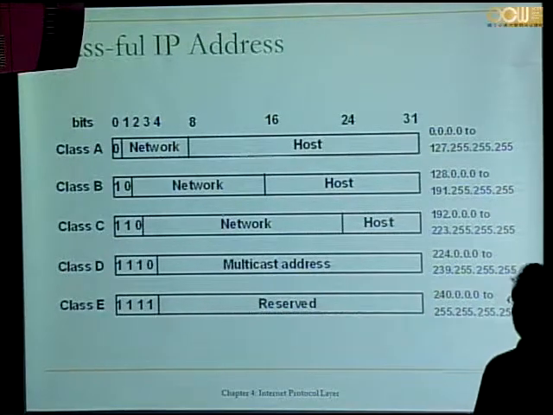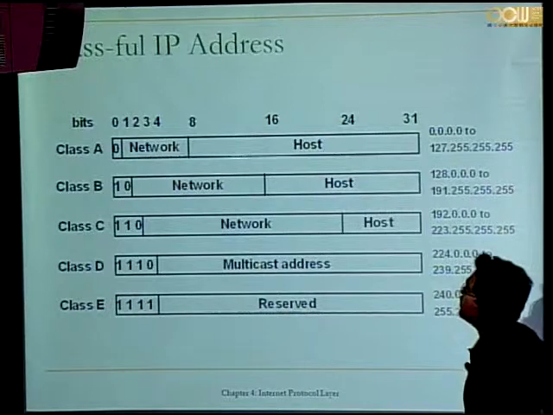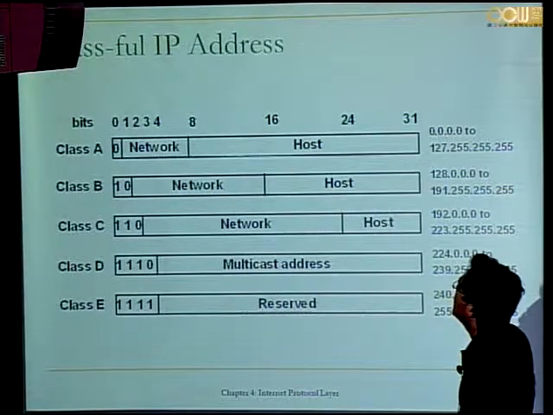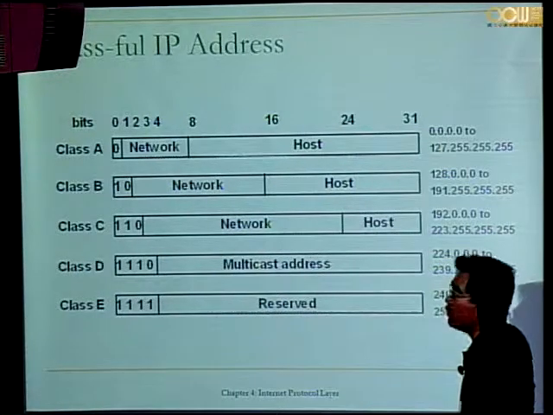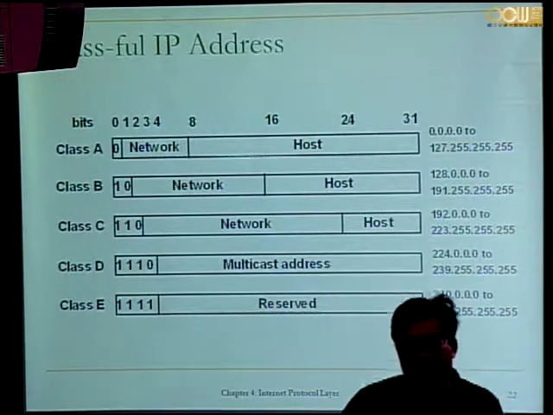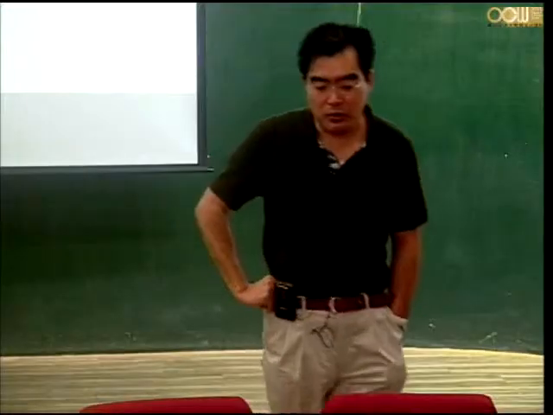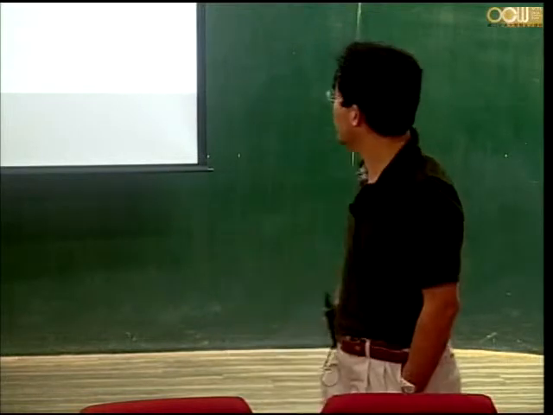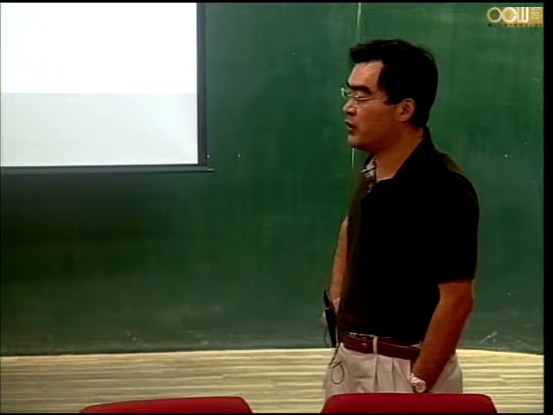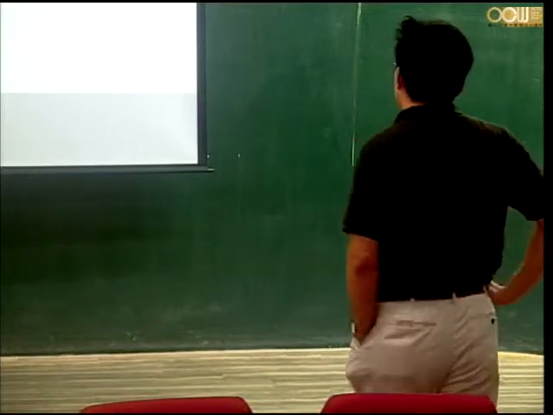However, for class A, we have few class A networks, but each network is huge, 2 to the order of 24, which is big. But for class C, we have many class C networks, but each will be small, 2 to the order of 8, which will be 256 hosts.